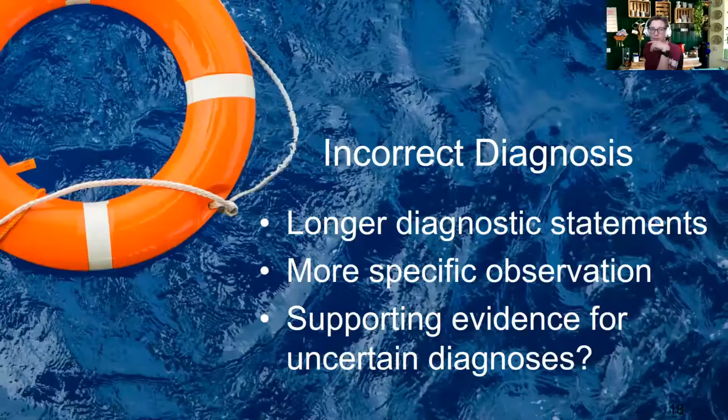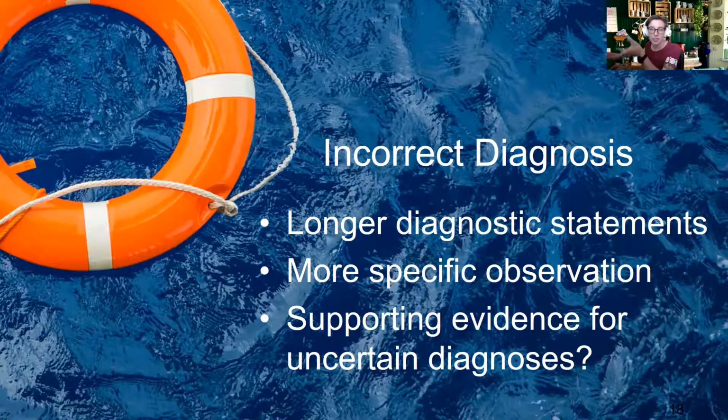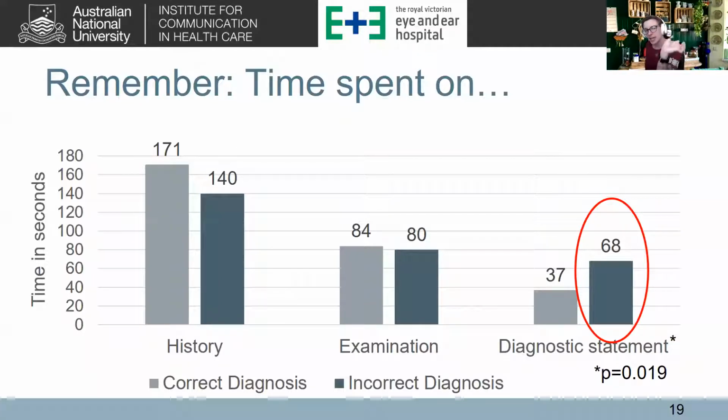So, a brief look back at what we found so far about the incorrect diagnostic statements. They had longer diagnostic statements, and they often provided more specific observations and evidence. We were wondering, is this supporting evidence? Does that signify uncertainty? And how can we link it? Is that how it's communicated implicitly? Is this an indirect way to say I'm uncertain by using evidence? So just remember that they're taking a lot longer in giving the diagnosis.